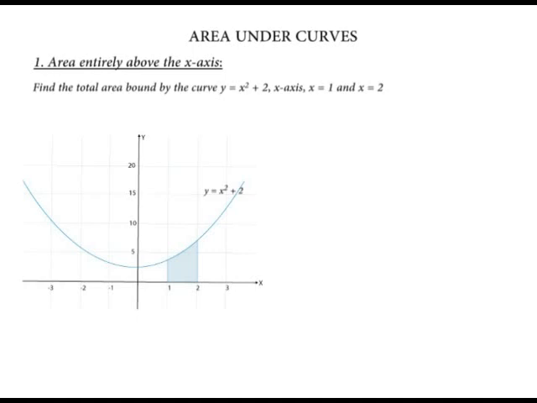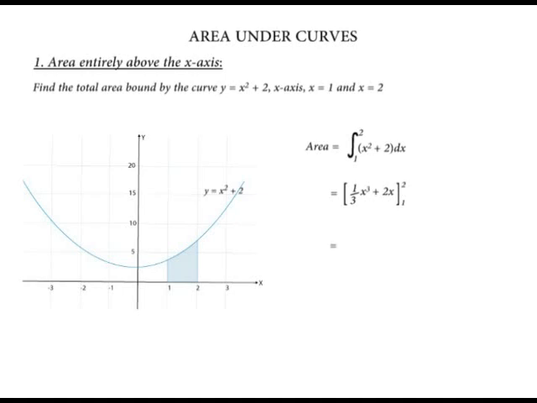To find the area, we simply find the integral value between the 2 points. So we have area is equal to the integral of x squared plus 2 with respect to x from x is equal to 1 to x is equal to 2. Proceeding, we find the integral of x squared plus 2, that will be equal to a third x cubed plus 2x, put in square bracket and then add the limits. 1 is the lower limit and 2 is the upper limit.